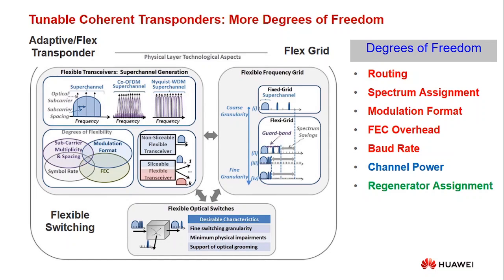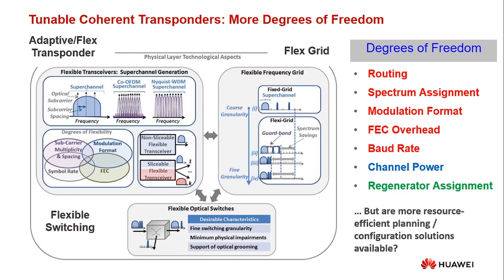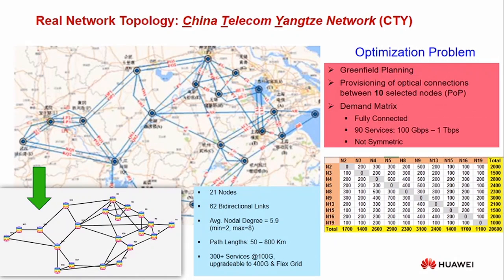And what helps us is the tunable coherent transponders, where we're not just choosing the route and channel spectrum allocation for a particular optical path, but we can vary the detailed spectral assignment, the modulation format, baud rate, coding, etc. And this is the hypothesis, that increased malleability gives us more resource-efficient configuration solutions in principle. And that's something we looked at on a real network.